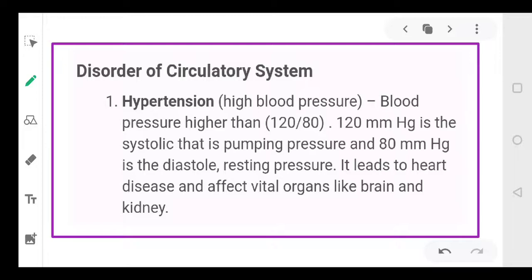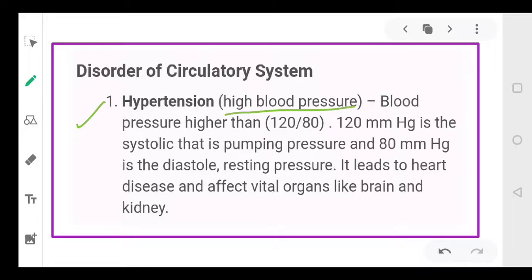Now coming to the disorders of the circulatory system. What are the disorders? Suppose your circulatory system does not function well, then what could happen to your body? The first thing that can occur is hypertension. Hypertension, in simple terms, we call high blood pressure.